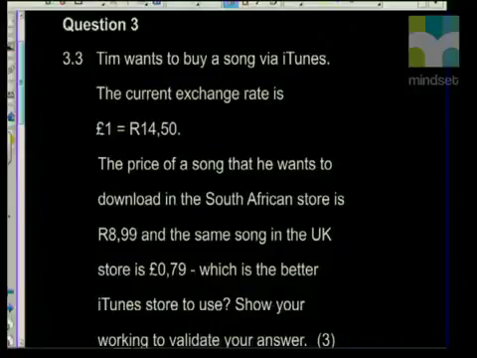Tim wants to buy a song via iTunes. The current exchange rate is £1 to 14 Rand 50. The price of a song that he wants to download in the South African store is 8 Rand 99, and the same song in the UK store is 79p, or £0.79. Which is the better iTunes store to use? Show your working to validate your answer.